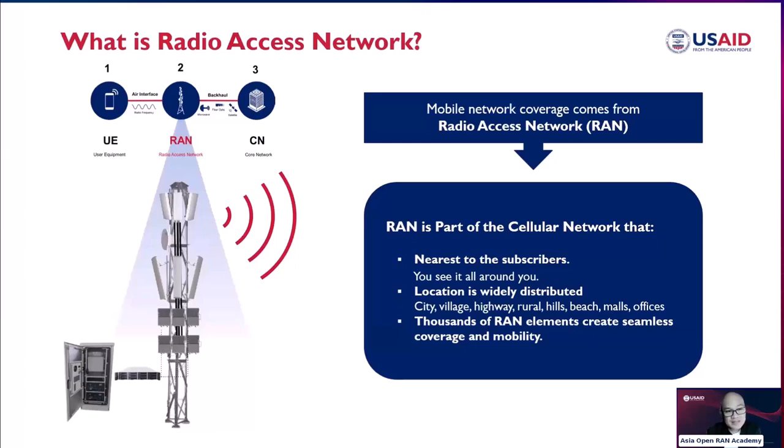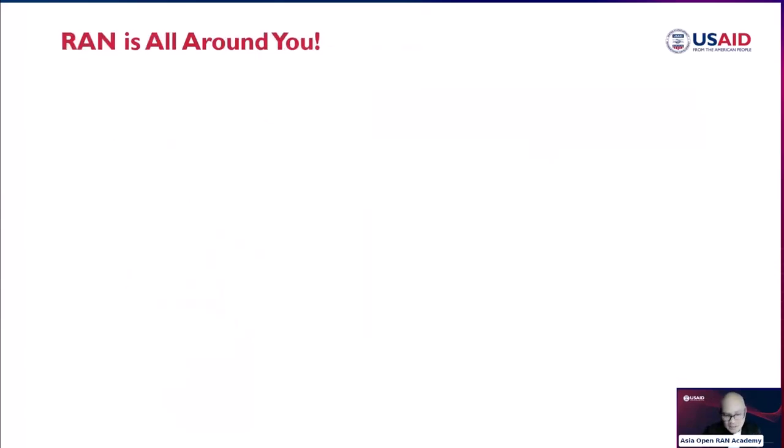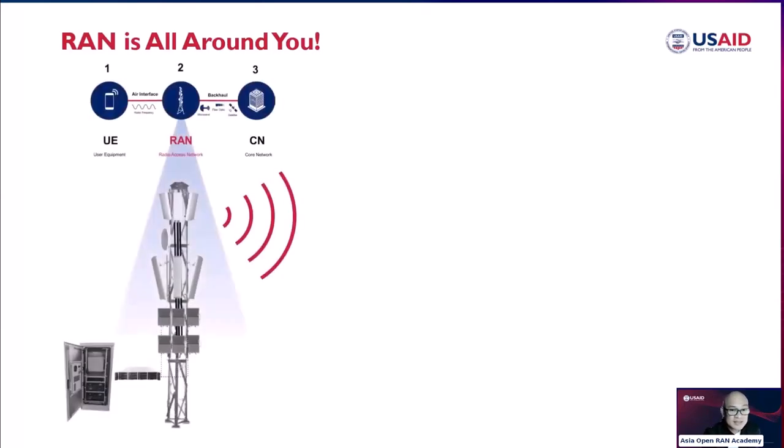And since it is not transmitting at high power, thousands of RAN elements create seamless coverage and mobility. So RAN is all around you. Okay. Have you ever stopped to think about how your mobile device or cell phone is able to connect to the internet and make calls and text while you're on the go? It's all thanks to the radio access network that's all around you.